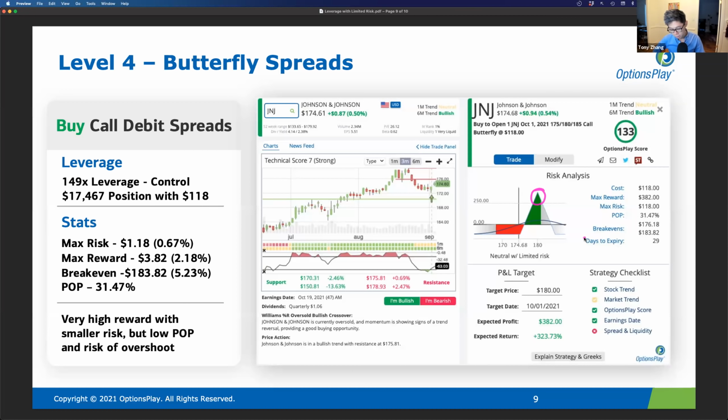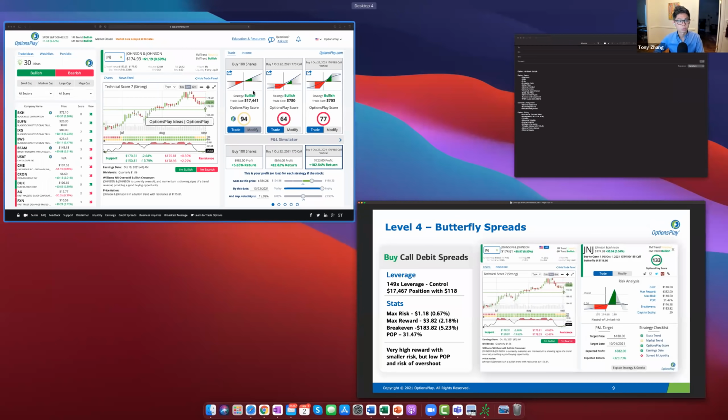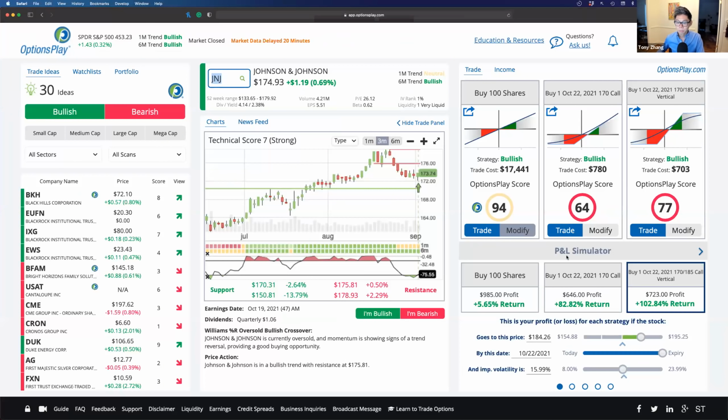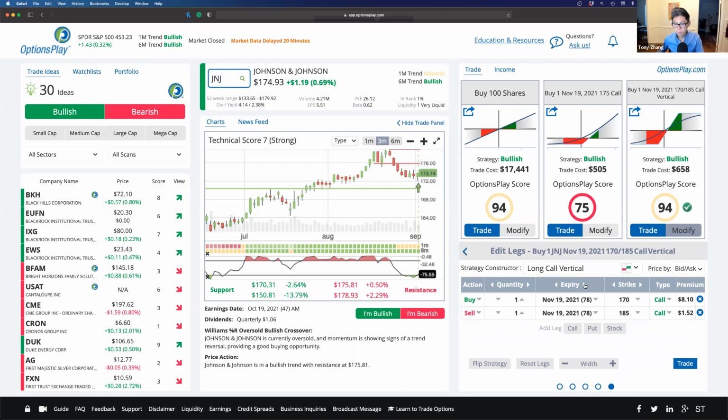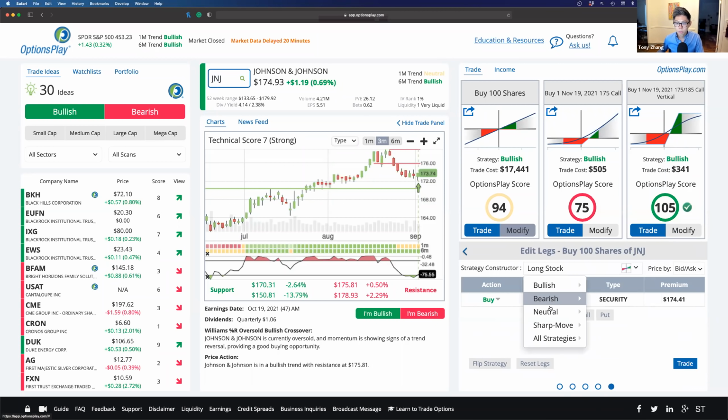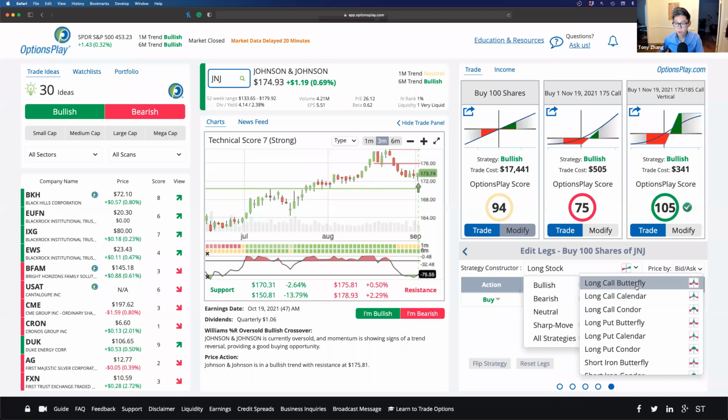So let's just take a quick look at OptionsPlay. I just want to walk you through some of these trades. You can use the OptionsPlay tool to help you set up all of these trades. We have the call option, which I will change to the November 175s. We'll look at the November 170, 175, 180 call spread. And then we can look at the call butterfly.